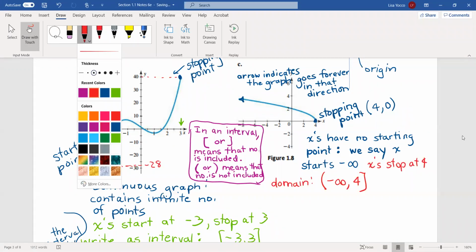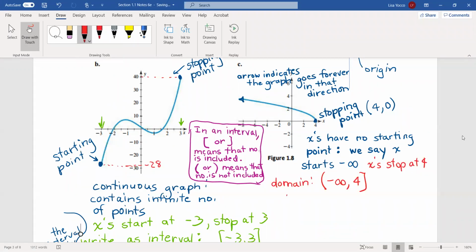Okay. And then the range. All right. So for the range, those are the y values. The y's actually start at 0.